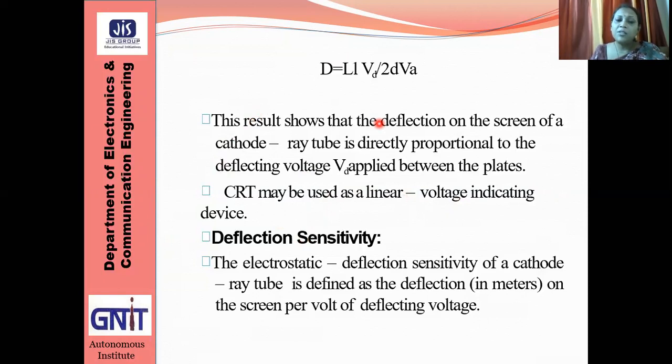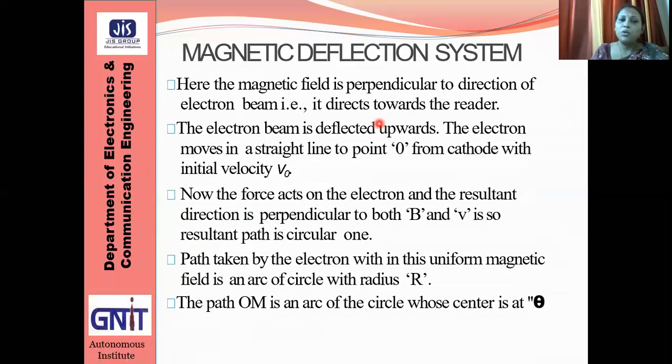So deflection sensitivity of a cathode ray tube is defined as the deflection on the screen per volt of deflecting voltage. That's why the unit is meter per volt.